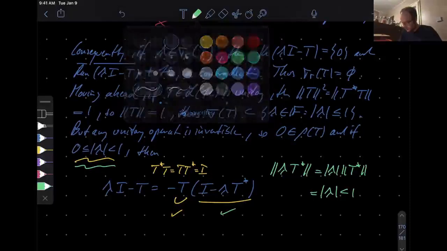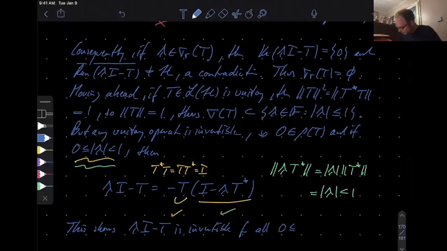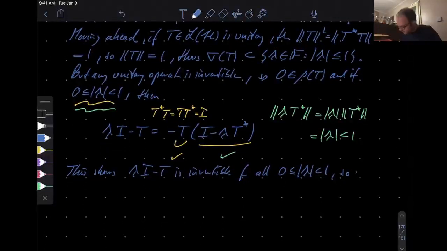So in turn, what this shows is that lambda I minus T is invertible for all lambda with absolute value less than 1. That means that the open disk is in the resolvent set. So then the spectrum has to be in the closed disk, but the open disk is in the resolvent set. So that means the spectrum must be a subset of the boundary, right? That's the only thing that is left.